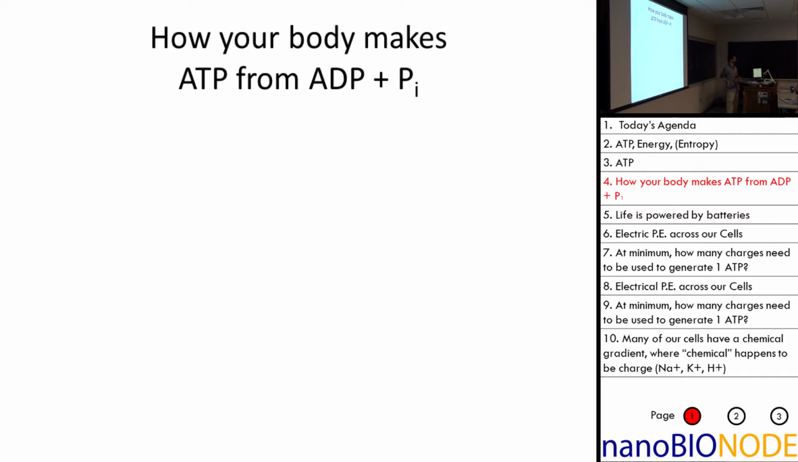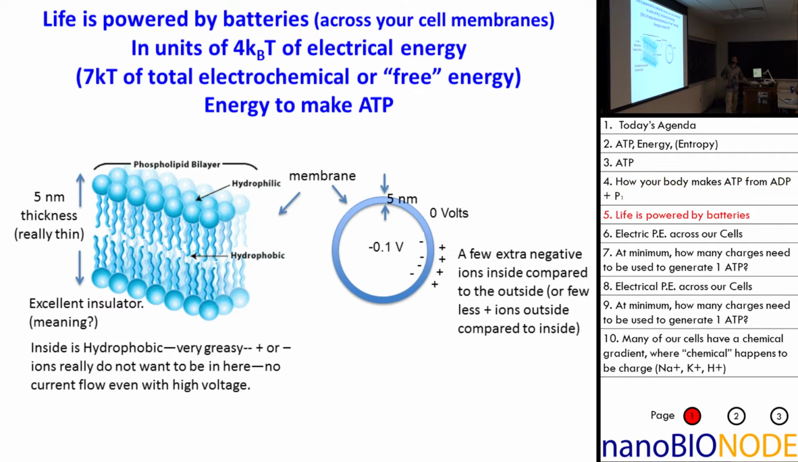So how does your body make ATP from ADP plus phosphate? And this is the beginning of this story of the ATPase, the enzyme. Basically, the answer is life is powered by batteries, the batteries being across your cell membrane in units of 4 kT of electrical energy.